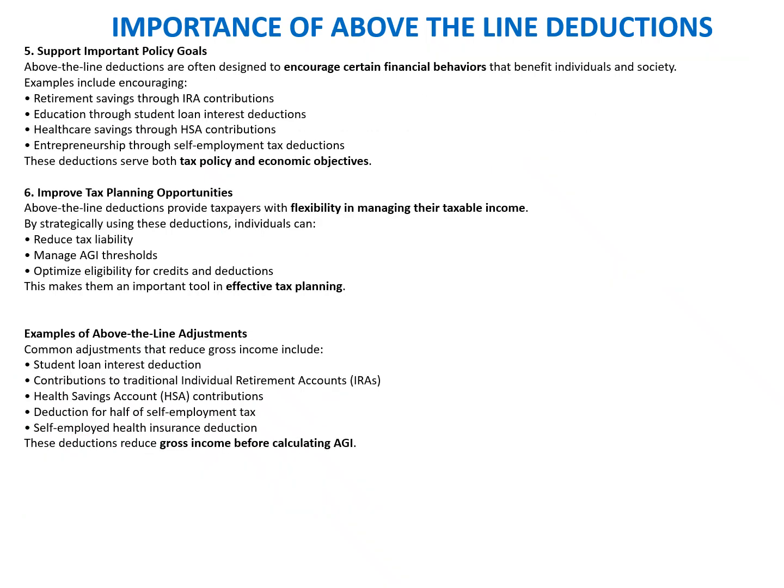Okay, the next benefit of the above the line deduction is that it supports important policy goals. Above the line deductions are often designed to encourage certain financial behavior, like contribution to retirement, and contribution to education through student loan interest and HSA contribution. These are some of the social security benefits given to individuals and citizens, and any contribution to them helps reduce the AGI, and it encourages these contributions as well.